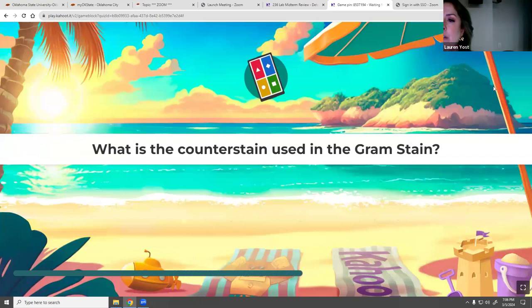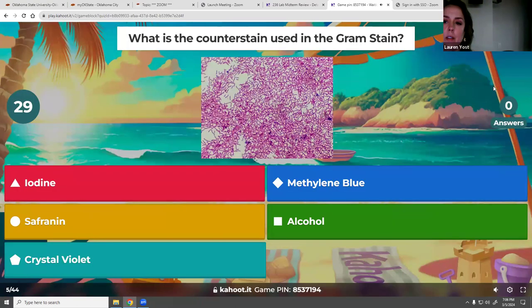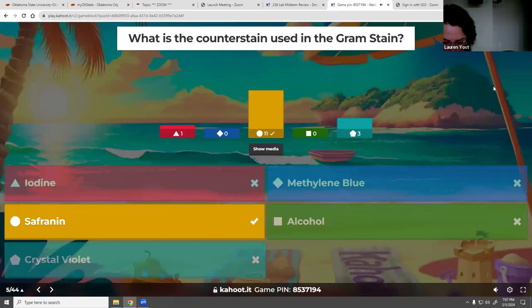All right, what is the counter stain that is used in the Gram stain? All right, the counter stain, you guys mostly got this one. Counter stain is the one that we're going to use to stain at the end. So that is the last stain typically that we use. For the Gram stain, that's gonna be safranin.